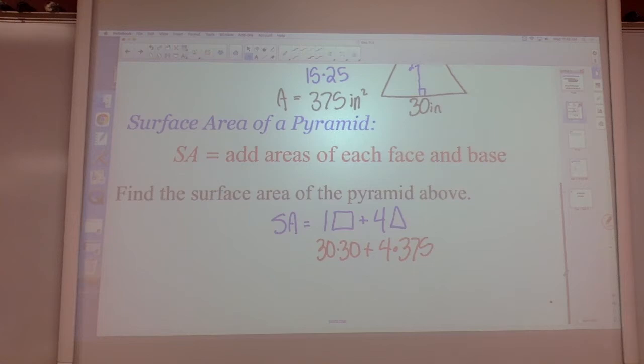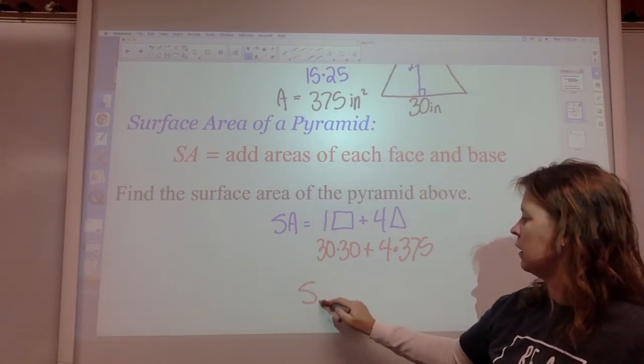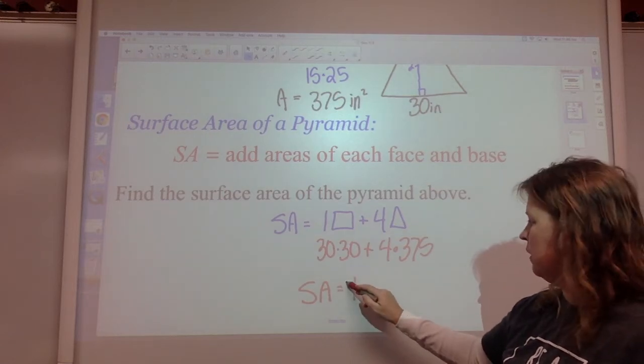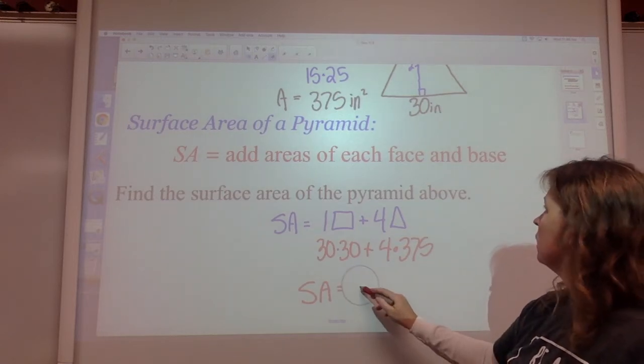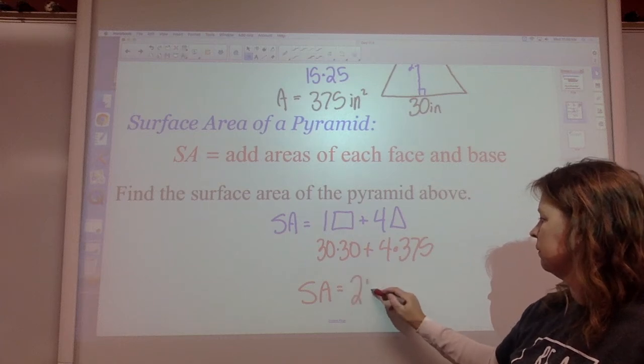Multiply that out all at once. 30 squared, 30 times 30, plus 4 times 375. And you find out that the surface area of this pyramid is 2,400 square inches.